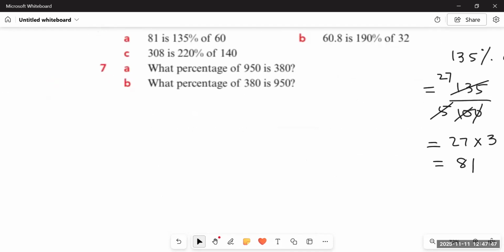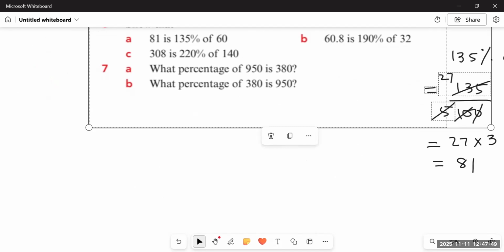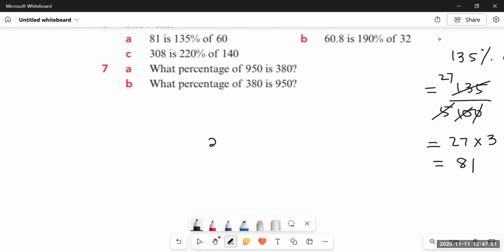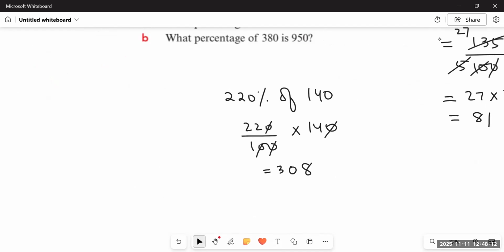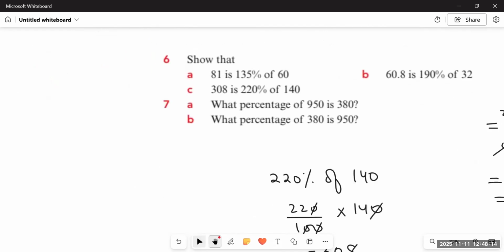Next we have part C, and in part C it says 220% of 140. Let's calculate it. 220 upon 100 multiplied by 140. The zeros cancel. What are we left with? 22 multiplied by 14, which is 308. So 220% of 140 is 308. Yes, hence proved that we have got the correct answer.